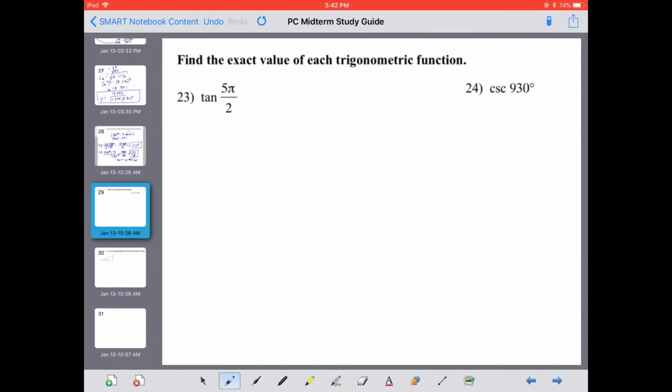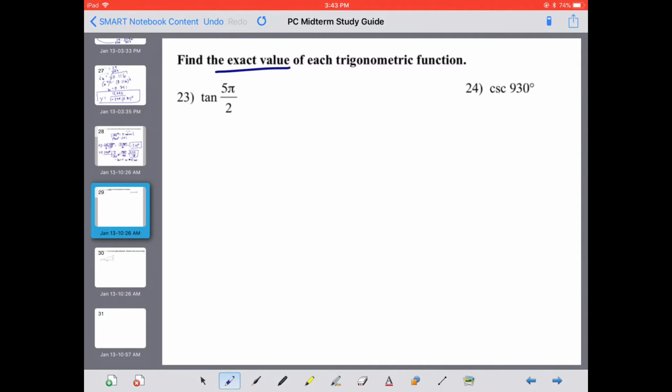Moving on to numbers 23 and 24. Here we have to find the exact value of the trig function, so that means we cannot just plug it into our calculator. When we're doing these, we need to think to ourselves, how can we make this easier? For number 23, 5 pi over 2 is a huge angle. I know that because when I find the decimal version of this, 5 divided by 2 is 2.5, and that's well above one rotation.